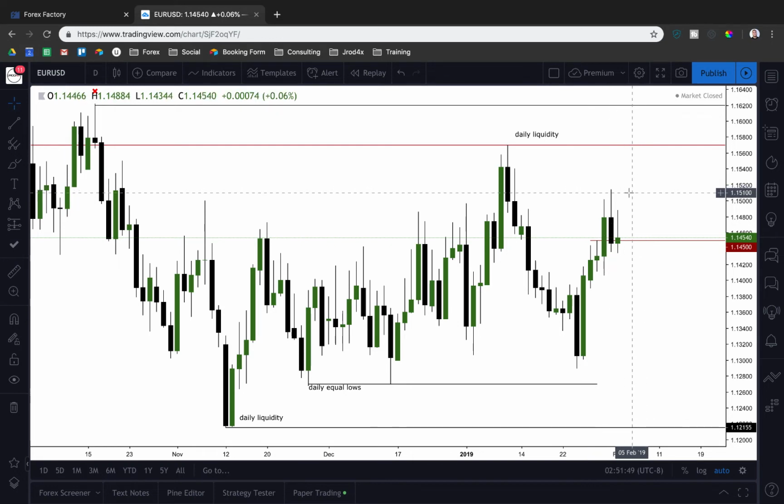So if I can get a position on in here off of a logical level, then I will be looking to square off the majority of my position once we get above this high, and I'll keep a small portion on for the 1580 level. But keep in mind, once we do get above this daily high here on Thursday at the 1515 level, I will be looking to move my stop loss to break even.